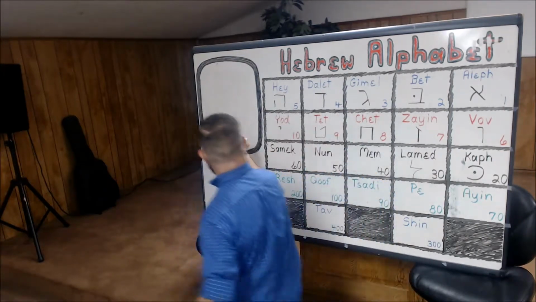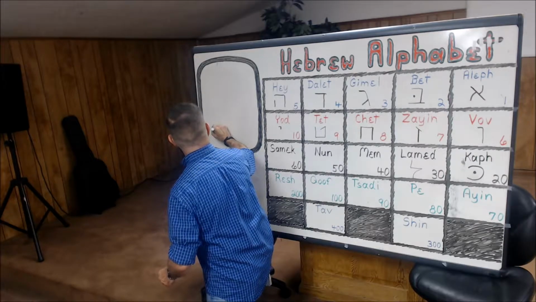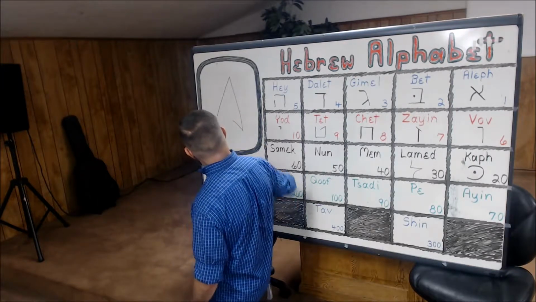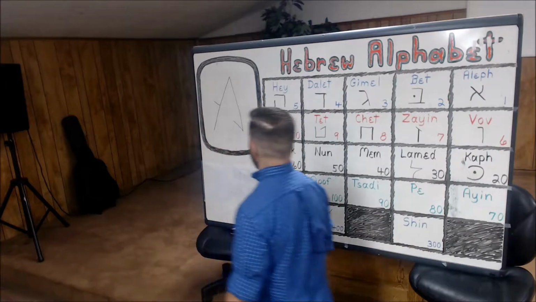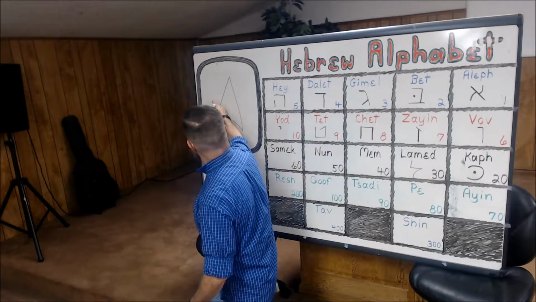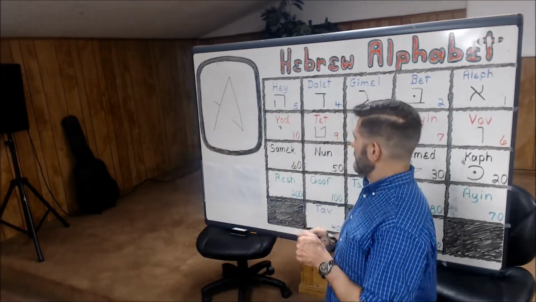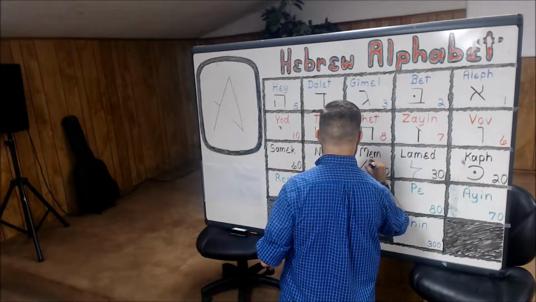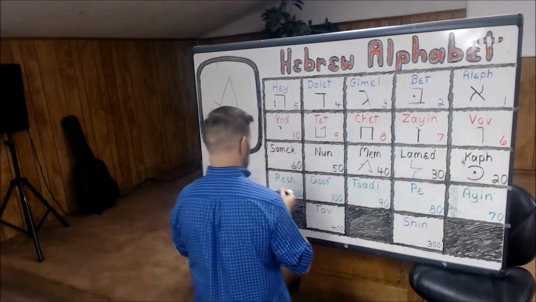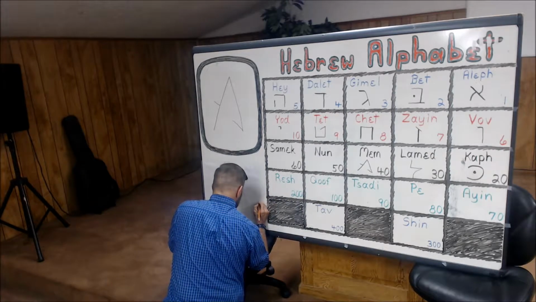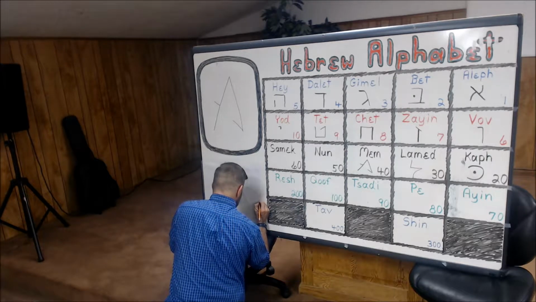Mem is the next one. You do it up here first. Okay, mem, you make like a triangle, sort of. Like that, come up at an angle like that, and then put another little leg up there like that. So it's like a triangle, and the bottom one comes up like this, and then this little thing jets off like that. That's the mem. Numerical value of the mem is 40.